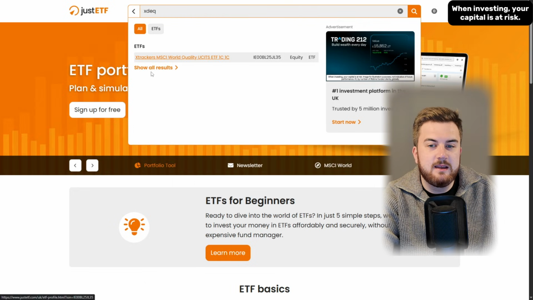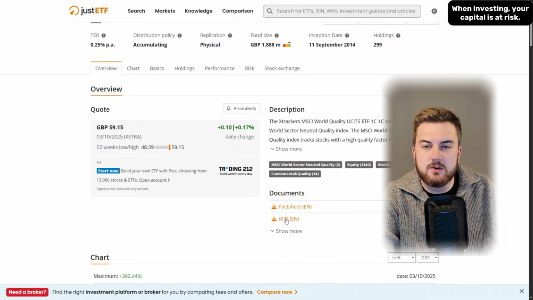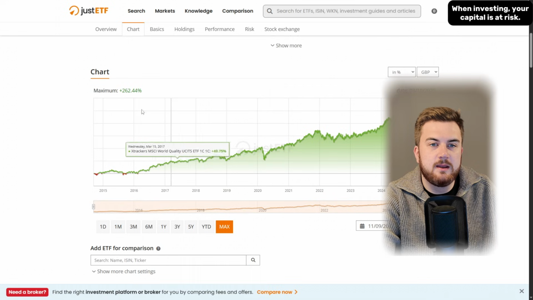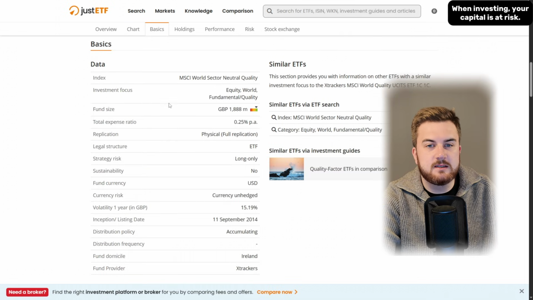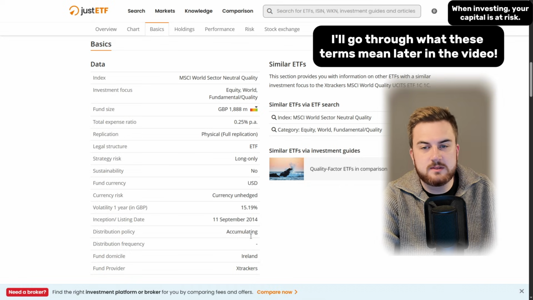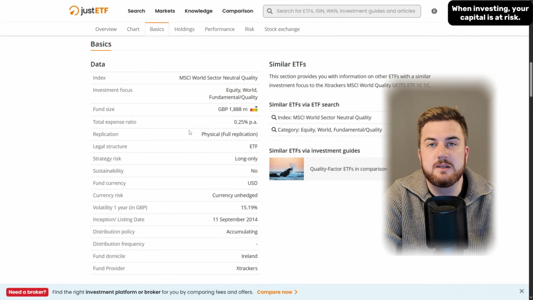Type that in, and you have an overview page. You can download the fund documents, brief description, the charting tools that I was talking about, basic details, everything from the index it tracks, fund size, total expense ratio, replication method, volatility, launch date, distribution policy, domicile. There's all sorts on here. So it's probably the best place for comparing and researching ETFs.